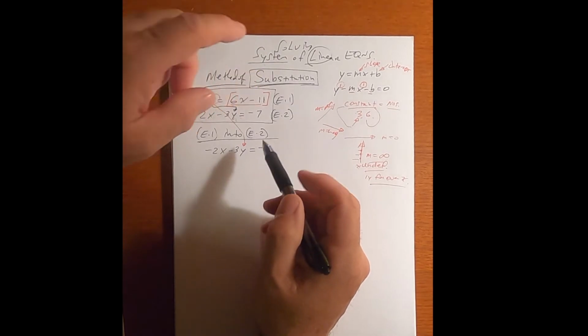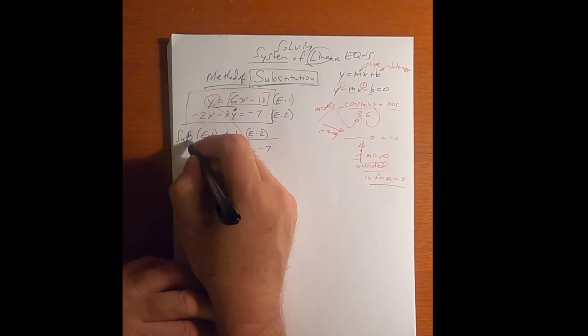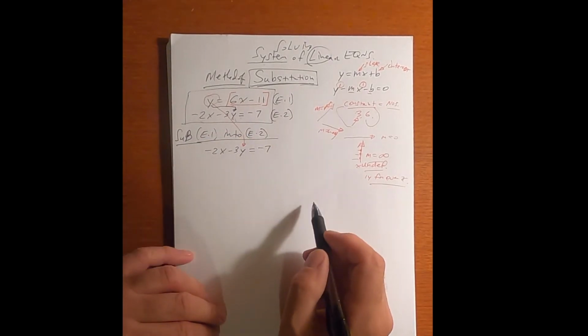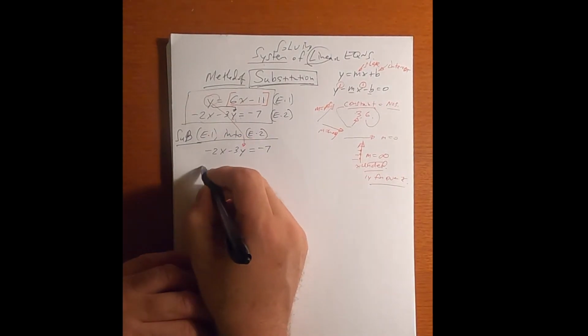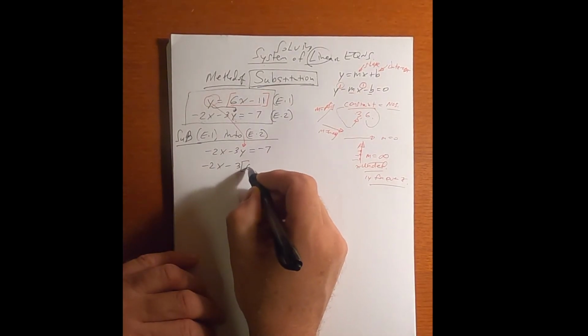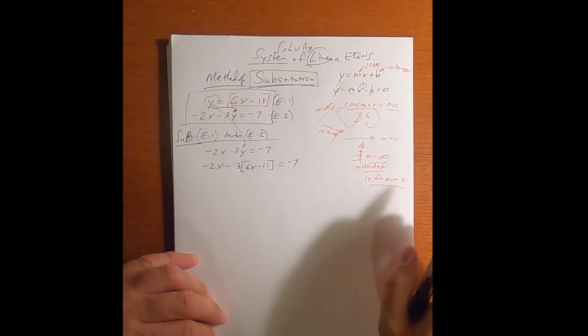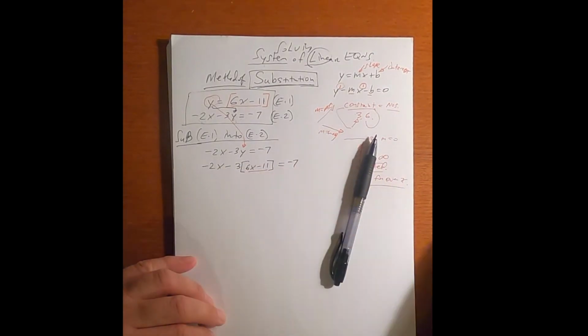We're substituting what y is, which is 6x minus 11, into the second equation. So we're calling this E1 into E2. That's what we're saying. Minus 2x minus 3 quantity 6x minus 11 equals negative 7. There's my substitution. It's done.